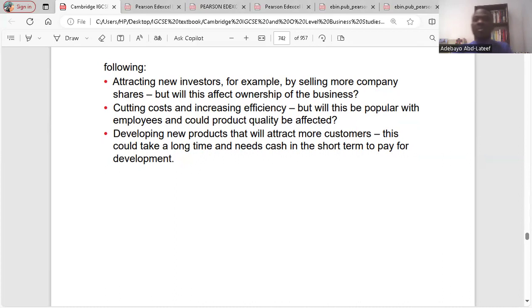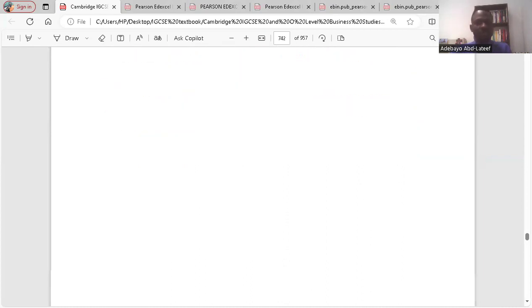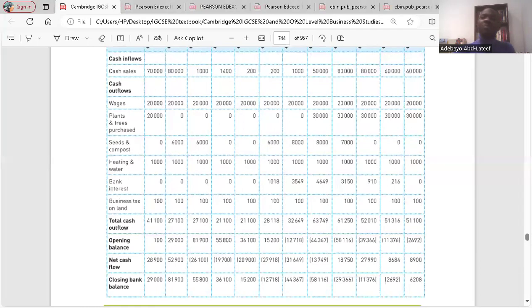The third point, developing new products that will attract more customers. This could take a long time and needs cash in the short term to pay for development. So another way in which you can solve your cash flow problem is to develop new products that customers can be attracted to buy. But this is a long-term thing. It might take time. Do you get the points there? So that's how to solve short-term or long-term cash flow problems.